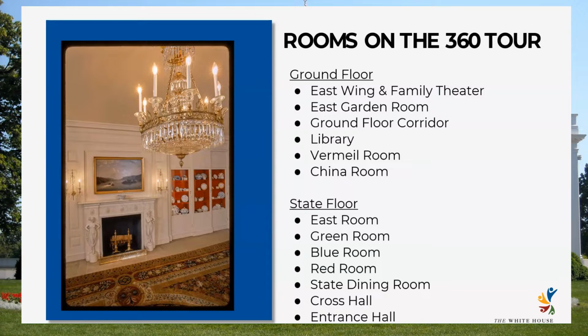They have the ground floor, which is the East Wing and the Family Theater, the East Garden, the ground floor corridor, the library, Vermeil Room, the China Room. On the state floor, they have the East, Green, Blue, Red state rooms, State Dining Room, Cross Hall, and the Entrance Hall.